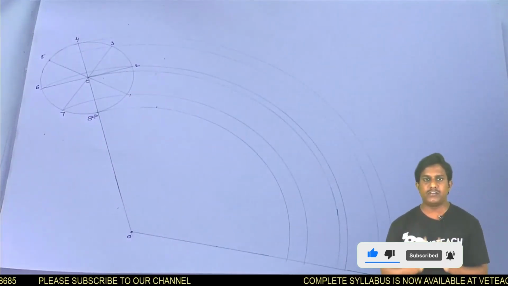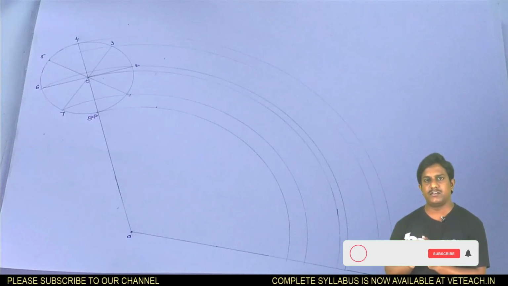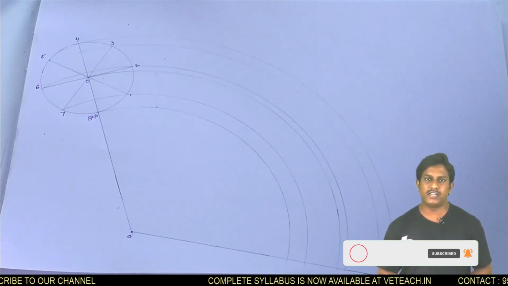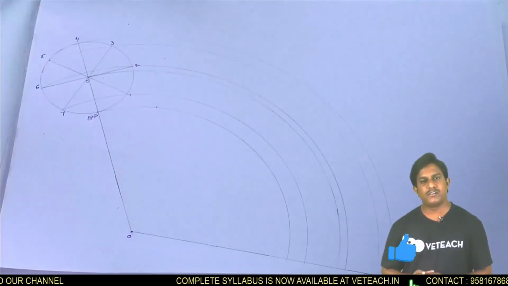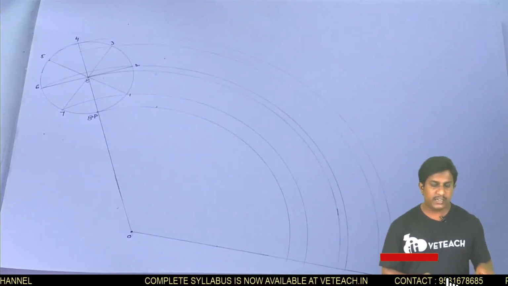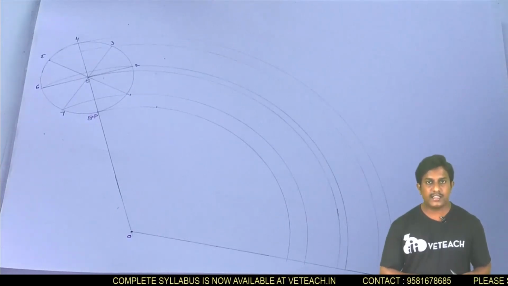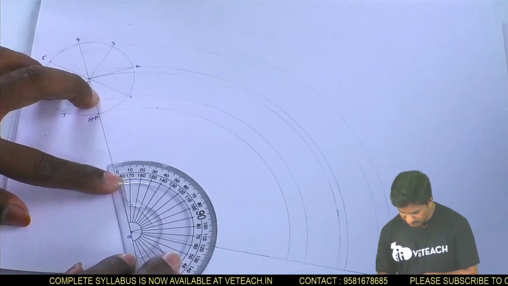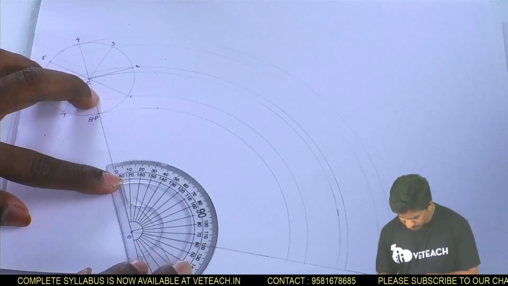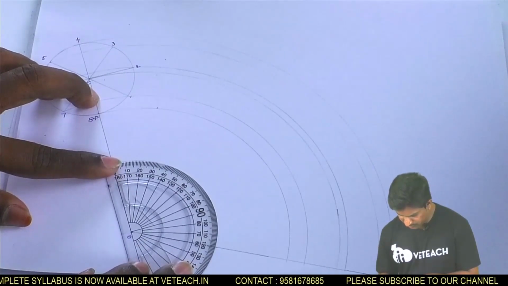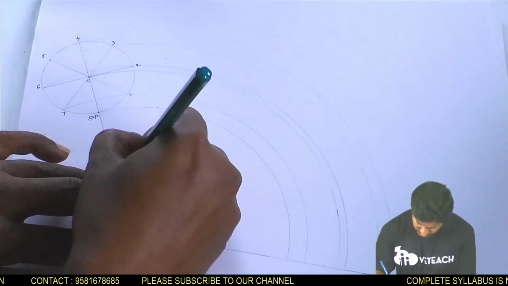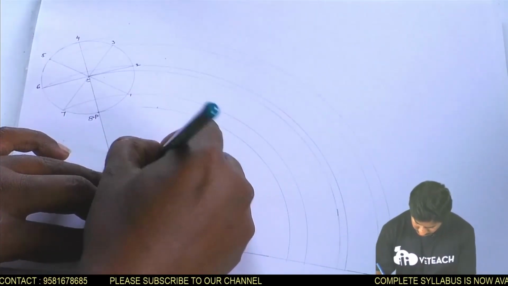Now in between the 120, I have to divide this 120 into 8 equal parts. Why? Because the circle I have divided into 8 equal parts, so I have to divide 120 into 8 equal parts. By dividing 120 into 8, I will get an angle of 15. By using a protractor, divide this 120 angle into 8 equal parts, then I will get each angle 15, 15.